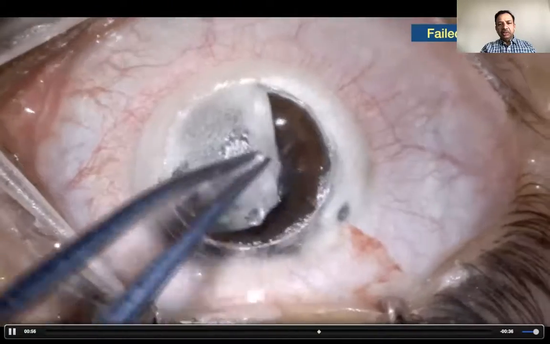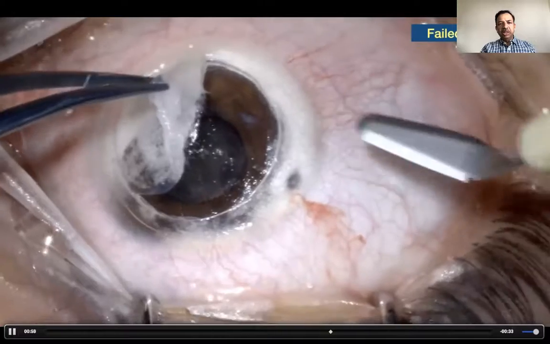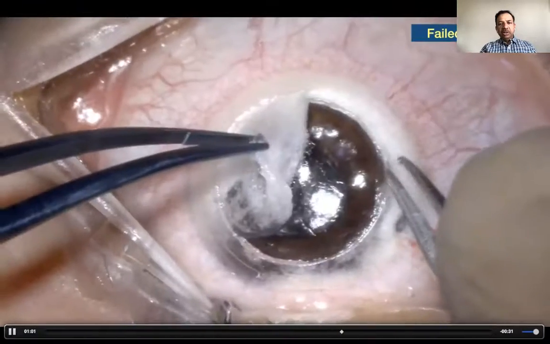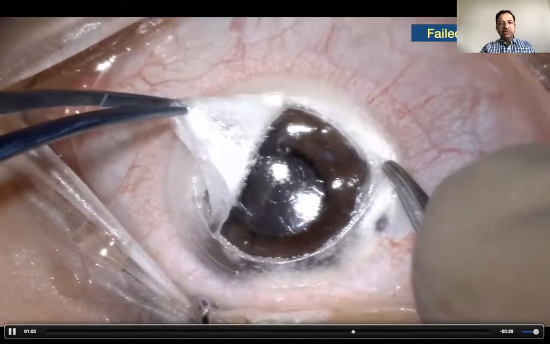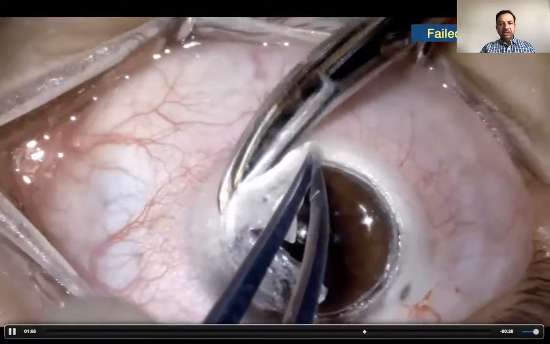And thereafter, you can do something like the Melles peeling technique, where you use your left hand with a tooth forceps to retract the stroma, and you find that it separates at the deeper plane.